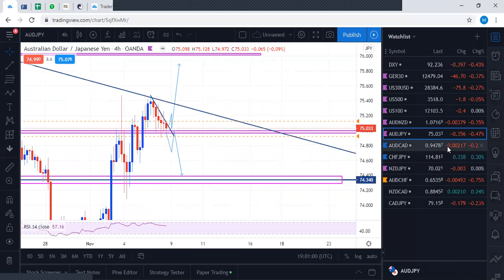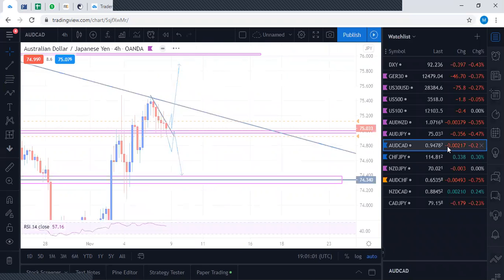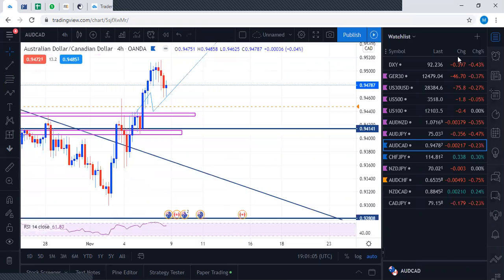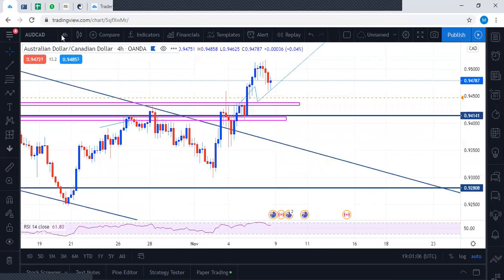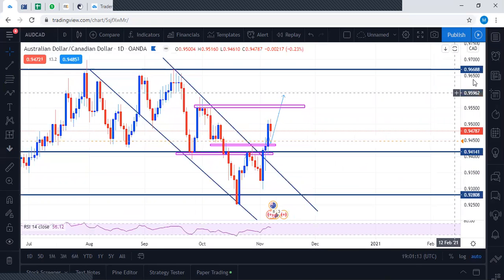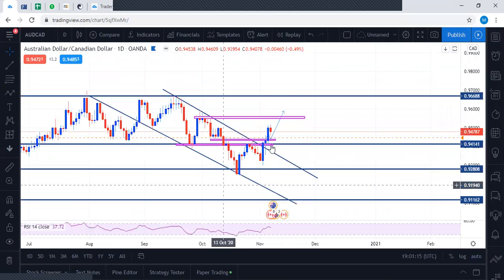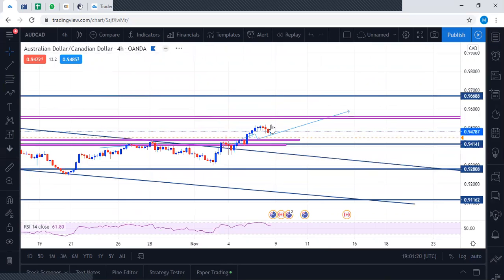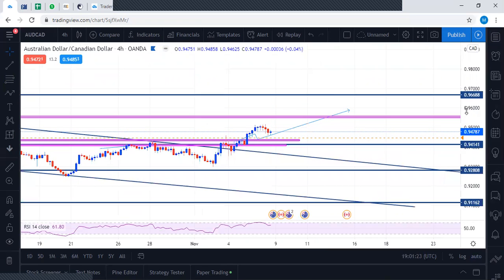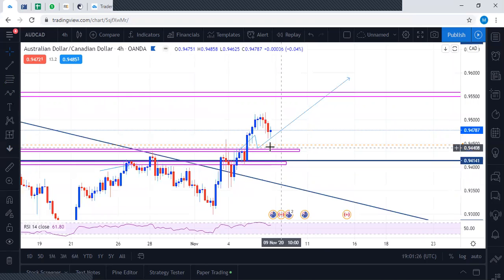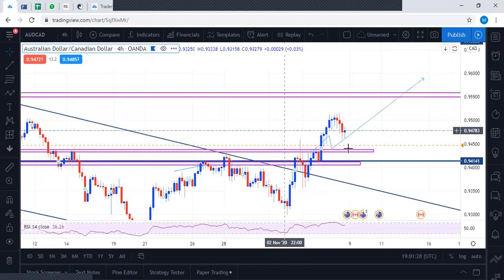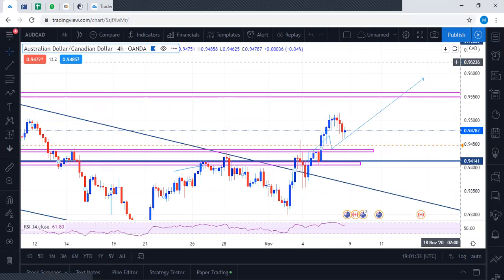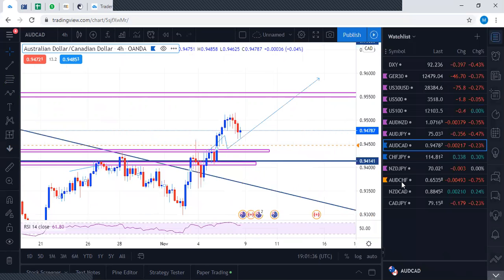Next, let's see the AUD/CAD. If you go to the daily, you see the price broke out of a descending channel, broke above the descending channel. It retested on the 4 hour, went above, created a high, and is probably coming back to create a lower high and retest the previous level. If it does give me a retest at this level with a rejection, I will continue with the upside.